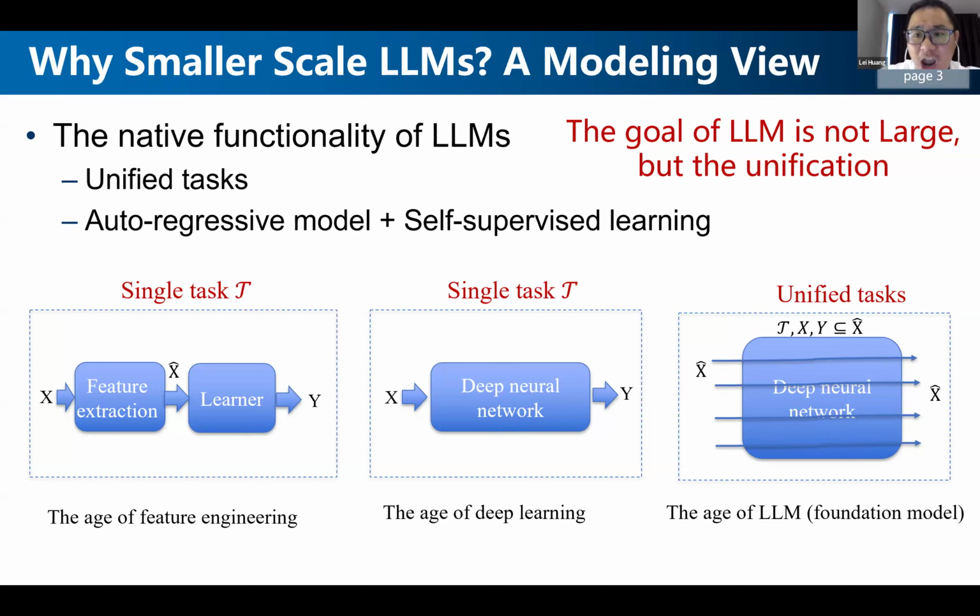In the age of LMs, we can unify various tasks using conditional models, that is, the autoregressive models, because we can describe the task efficiently by using language, and give the task description as the conditional input. We can solve any tasks. So in this way, we can unify various tasks.